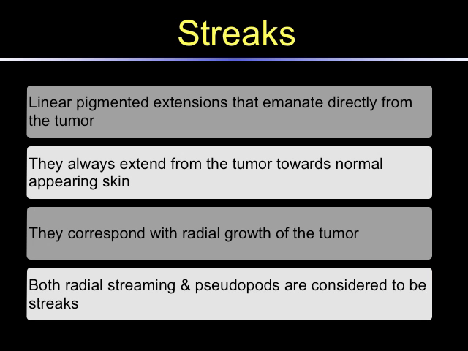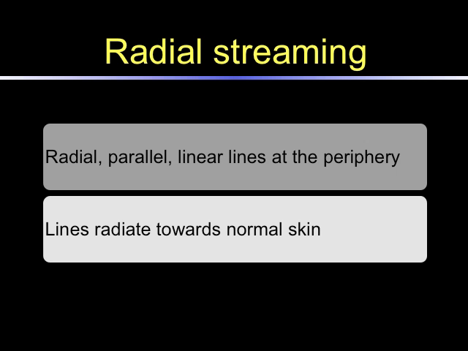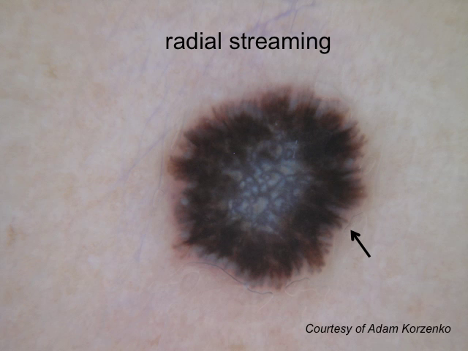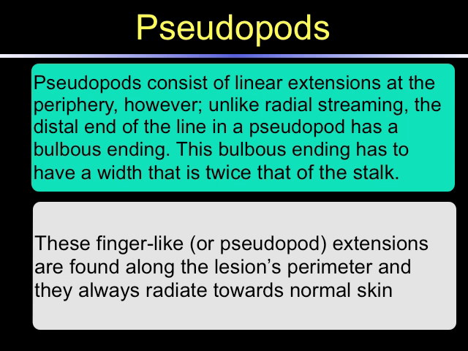Both radial streaming and pseudopods are considered to be streaks. Radial streaming is one type of streak. Radial streaming consists of radial, almost parallel, linear lines at the periphery of the lesion. This is an example of a Spitz nevus manifesting radial streaming around its entire perimeter.